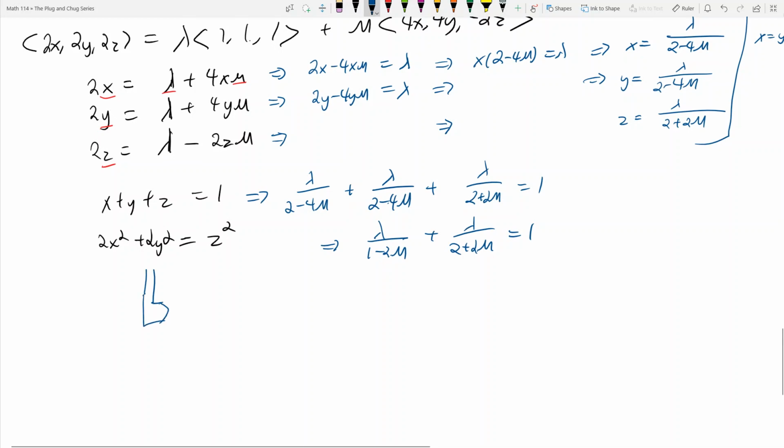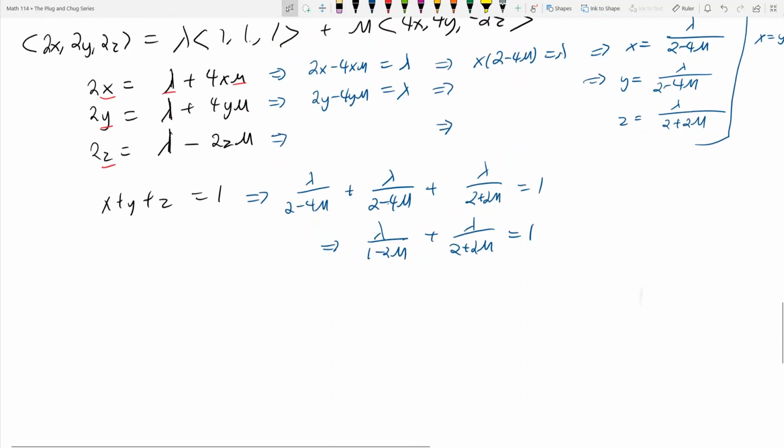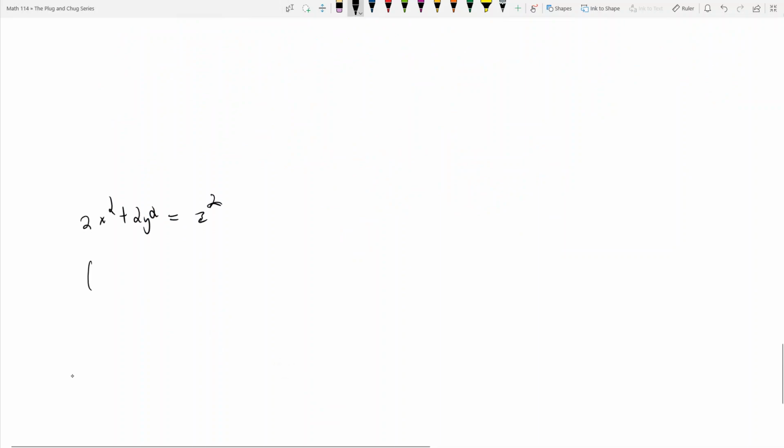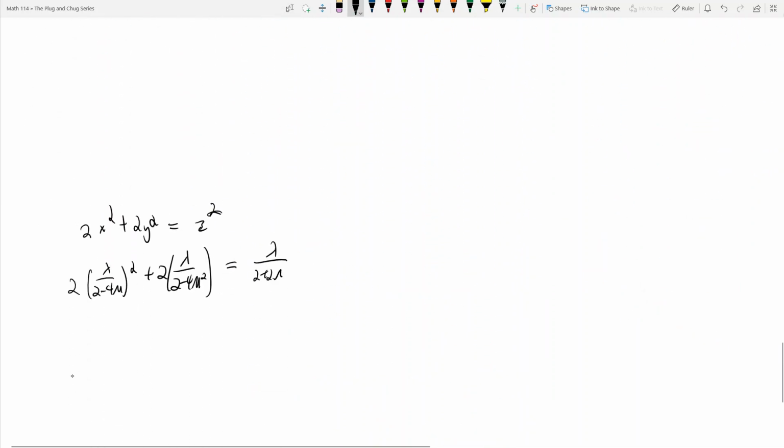So, okay, let's write this further down a little bit to give us a little bit of room. So let's say I got 2x squared plus 2y squared is equal to z squared, right? So remember what x and y are. X and y are lambda over 2 minus 4 mu. So I get 2 times lambda over 2 minus 4 mu squared plus 2 times lambda over 2 minus 4 mu squared, since x and y are the same thing, is equal to z squared. That was lambda divided by 2 plus 2 mu, squared. All right, squared. Okay. Now what? Oh, missing a squared there.